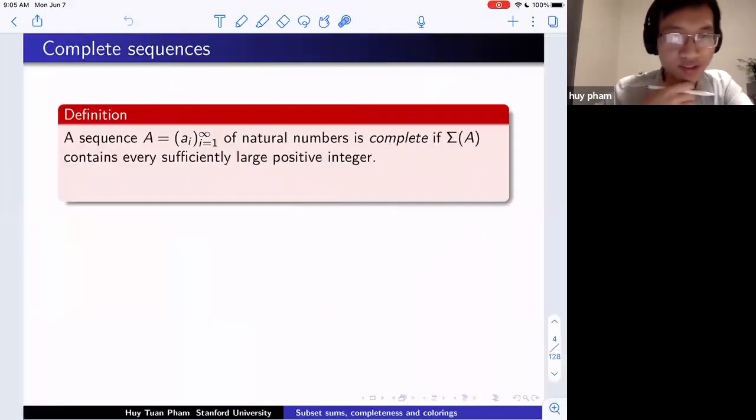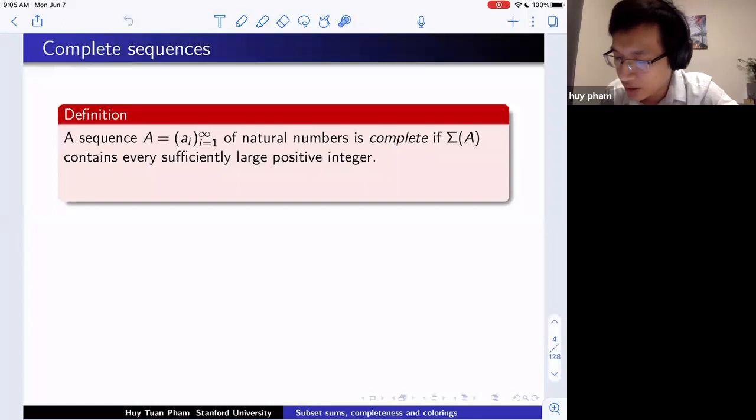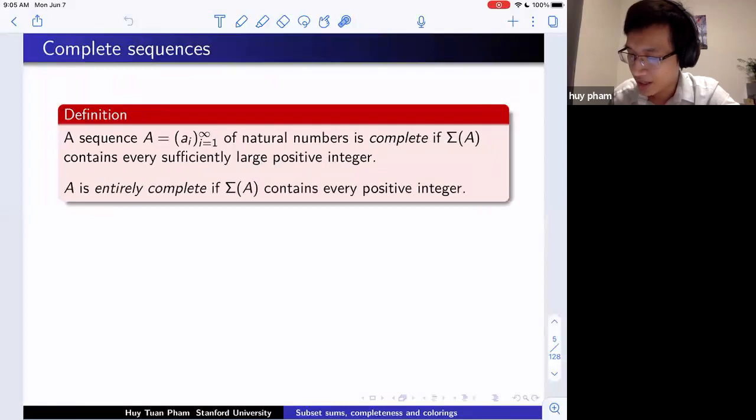So the first set of questions that we will look at will be about whether we can represent all sufficiently large positive integers as a sum of a certain set or sequence of numbers. And those will be about completeness of sequences. Given a sequence A of natural numbers, we say that the sequence is complete if sigma of A contains every sufficiently large positive integer. In other words, every sufficiently large positive integer can be written as a sum of distinct elements of A. And we say that A is entirely complete if this property holds for every single positive integer.